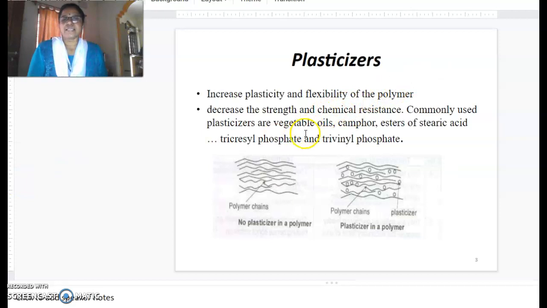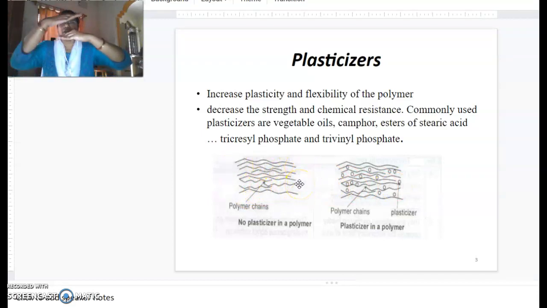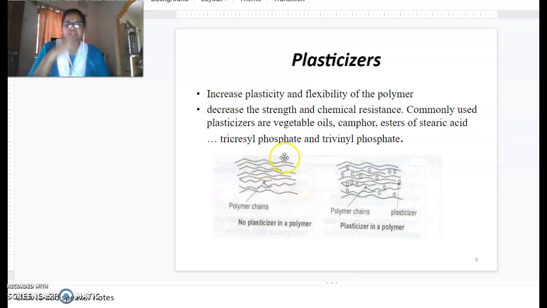Second one is plasticizer. From the name itself, it increases the plasticity and flexibility of the polymer. So look at and compare these two diagrams. These are like strands, right? One over the other like this, the strands are there in both cases. But in the first case, there is no plasticizer. In the second case, plasticizer is there, right?